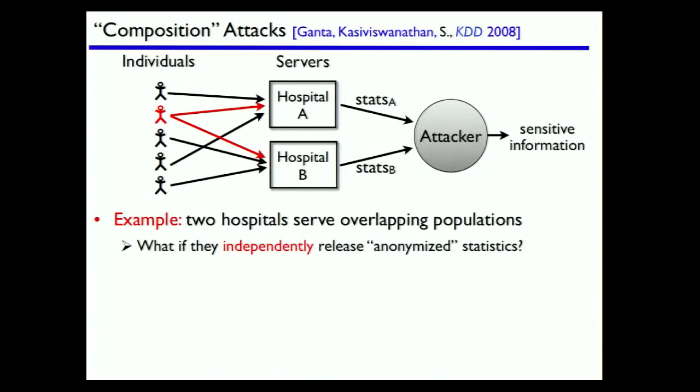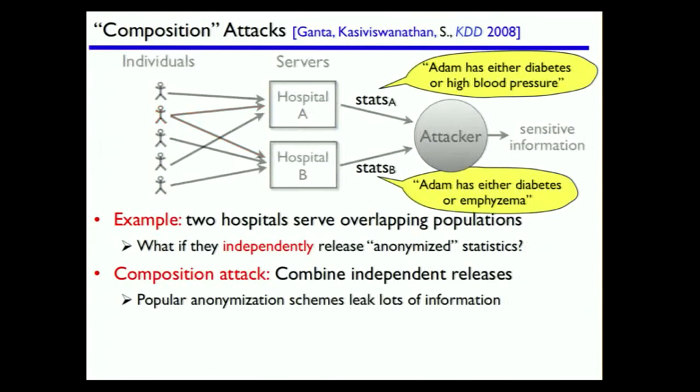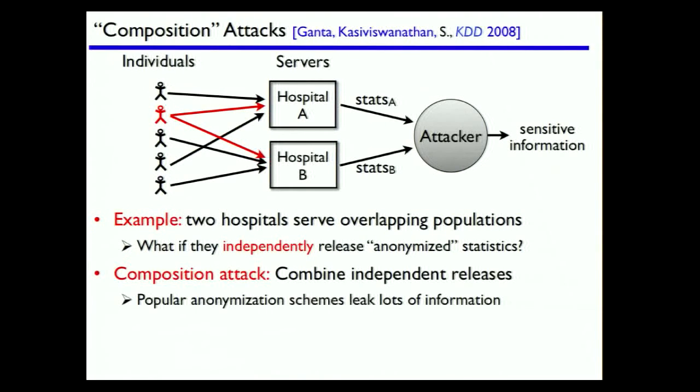Another type of issue that can come up, this is something from my own work, is something I'll call composition attacks, which should be a natural name for this crowd, especially given the session we just listened to. Here's an example. You've got 2 hospitals that serve overlapping populations, and what happens if they independently anonymize and release data about the populations they serve? It turns out that you can combine these releases to learn a lot about the people in the intersection of these populations, for various popular anonymization schemes, including k-anonymity and l-diversity and a few other things.